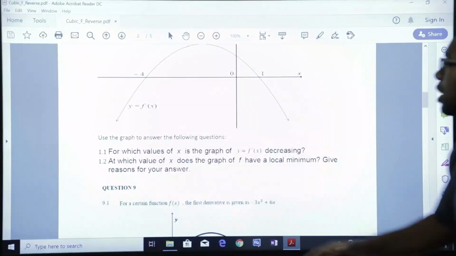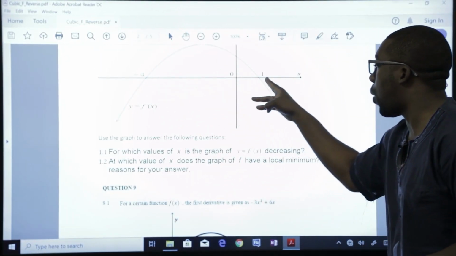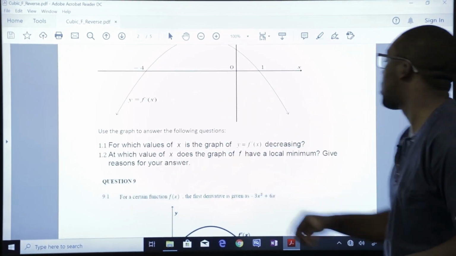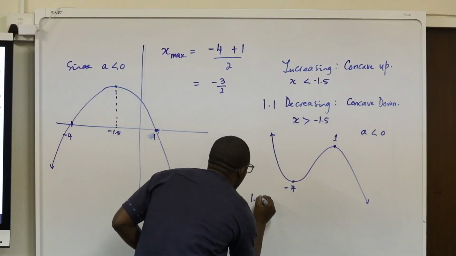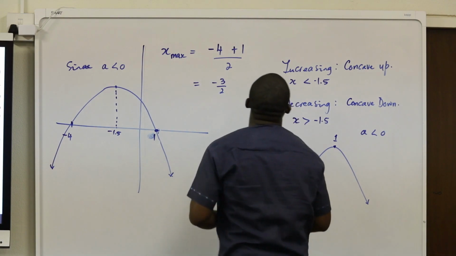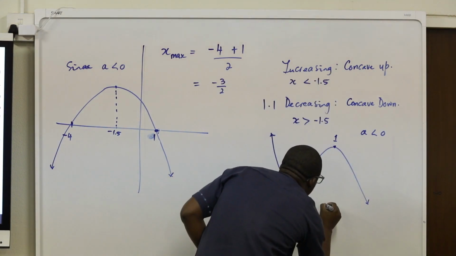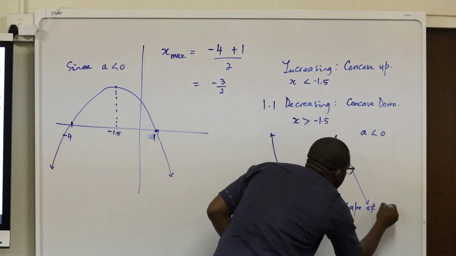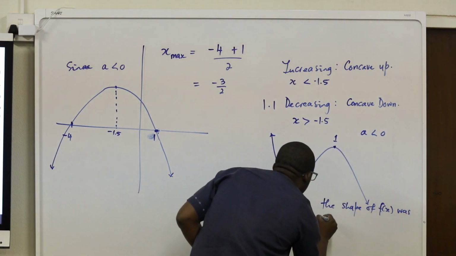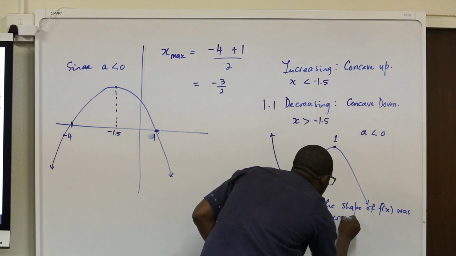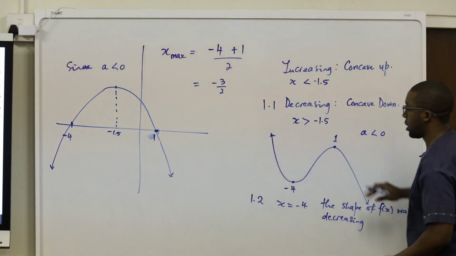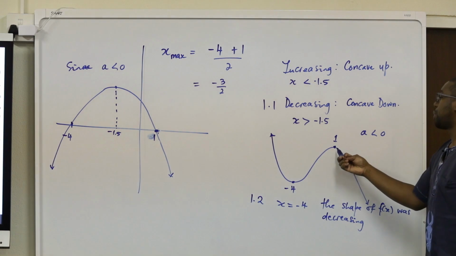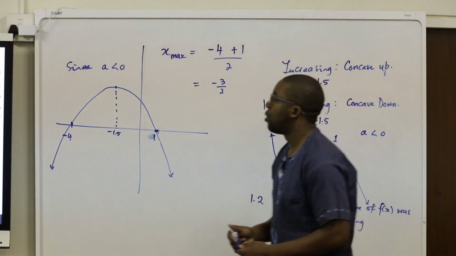So now let's answer the question. At which value of x, either -4 or 1, does the graph of f, the original cubic function, have a local minimum? Give reasons for your answer. 1.2: at x equals -4. And the reason for such is because the shape of f of x, the cubic function, was decreasing. By decreasing, I mean it would have looked like this. So it would have started at a minimum, which corresponds to the first stationary point, -4. Then it will proceed to a maximum, which corresponds to 1.